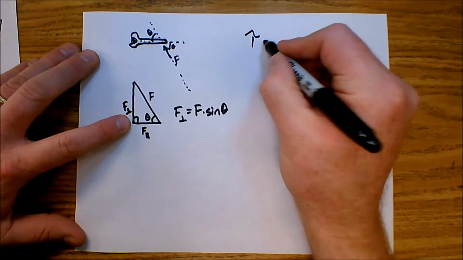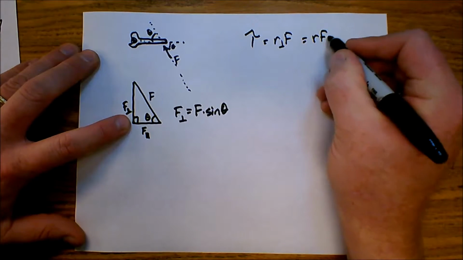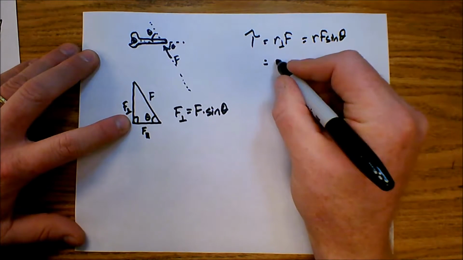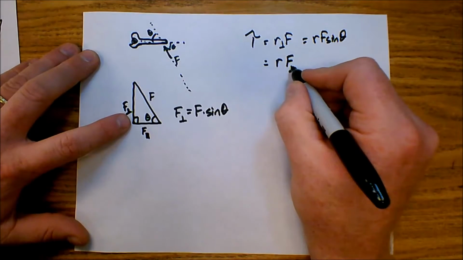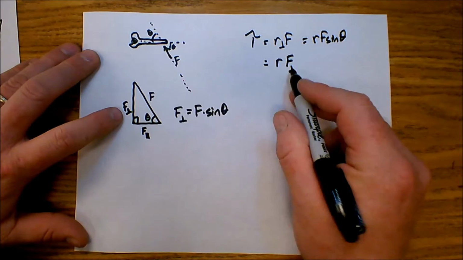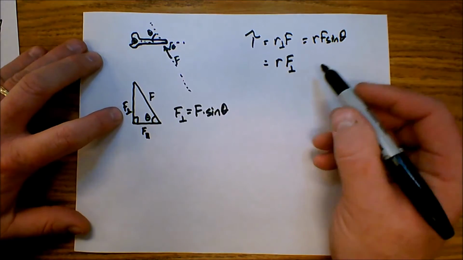So just as I can take torque and call it r perpendicular times F, which we know is r times F times sine of theta, I can also do r times the perpendicular component of the force. So that's another way to find the torque. Now, how do I know which one to use? I use the one that's most convenient. It depends on what I'm given.